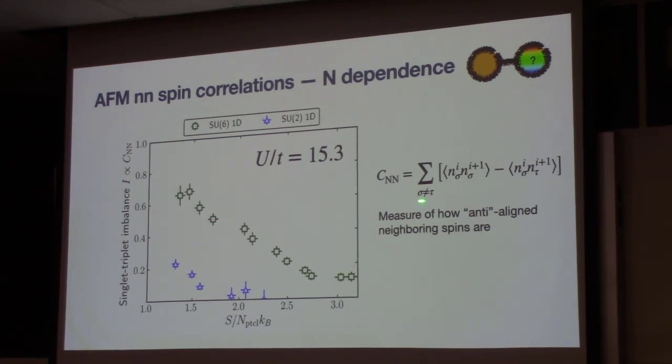This quantity is defined here on the right, and what we do is measure how anti-aligned the neighboring spins are. So it's a way of quantifying, if I have a red spin on one site, what is the probability of having another color on a neighboring site. What we have in the panel here are results for SU(6) in a 1D chain, and for SU(2) also in a 1D chain. So in blue, SU(2), in green, SU(6).